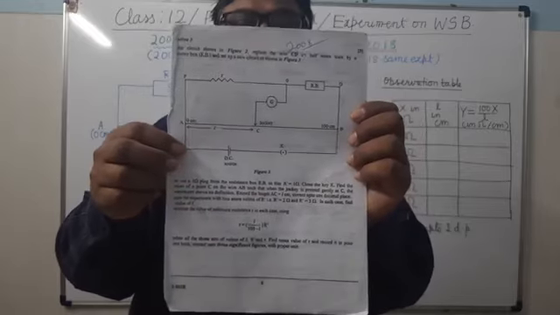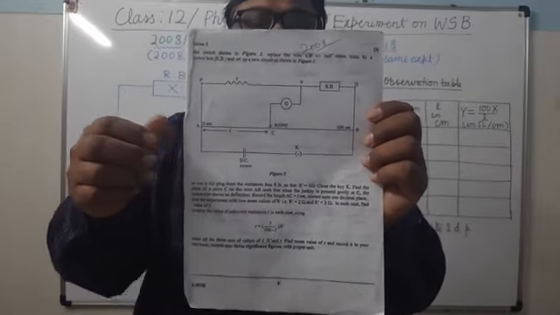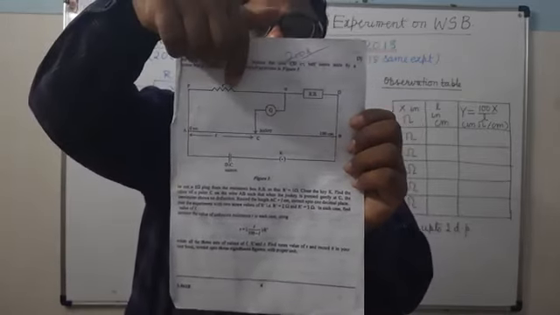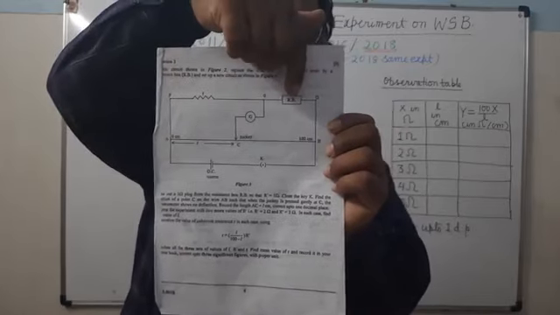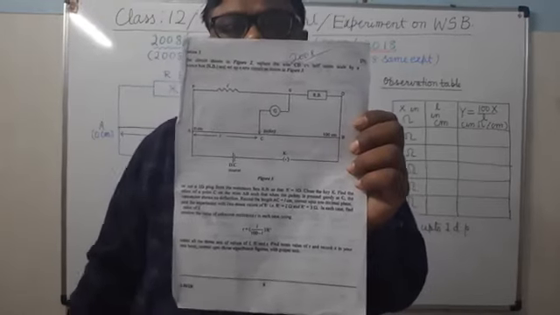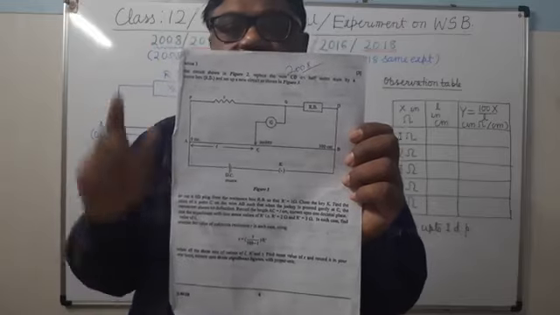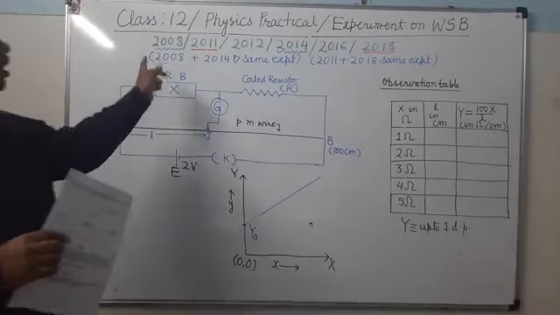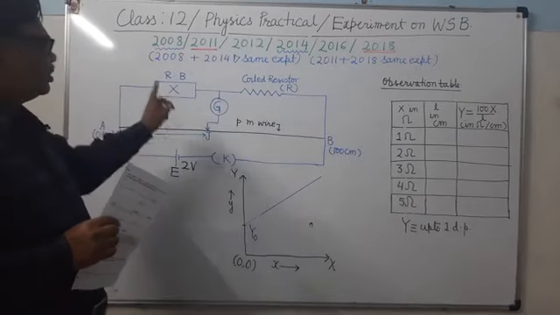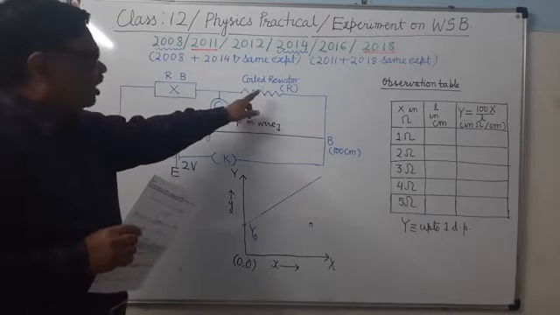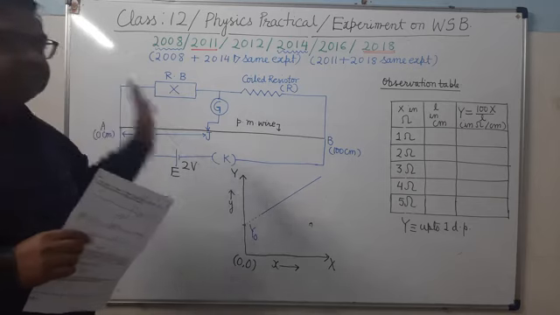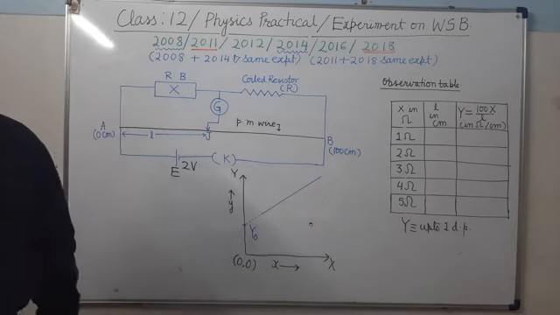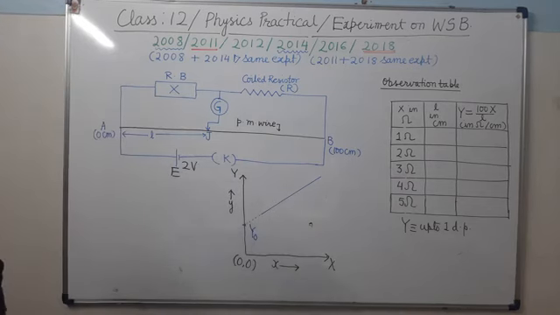What was the only difference here in 2012? The resistance box was connected on this side and the coiled resistor was on this side. It is clear? In the remaining years, except 2012, in all the years, the resistance box was on this side and the coiled resistor was on this side. It's clear? The rest of the circuit diagram was the same.